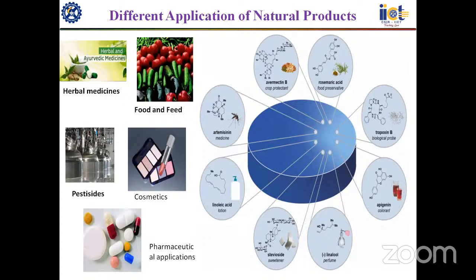And also ivermectin B, very well known as a crop protectant, and rosmarinic acid, serving a lot as a food preservative in the present market, and trapoxin B, very well known as a biological probe, and apigenin is very well known and hugely used as an artificial colorant, and linalool is extensively used in the perfume industry, and stevioside is very well known as an artificial sweetener derived from Stevia rebaudiana, and linoleic acid, which is very well utilized in the perfume industry in the majority of the lotions.